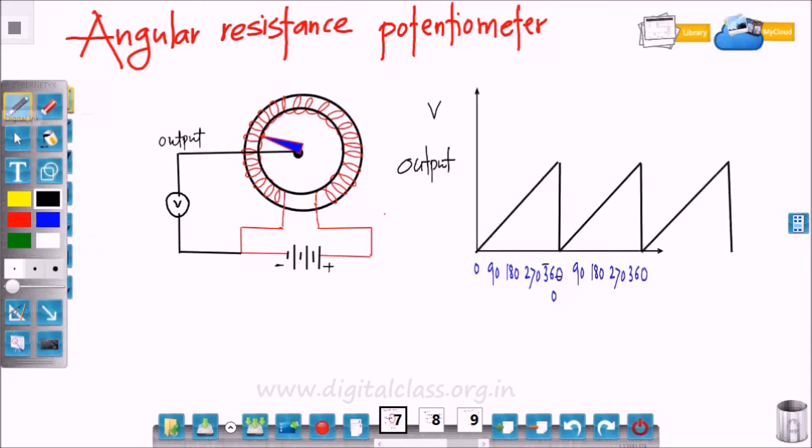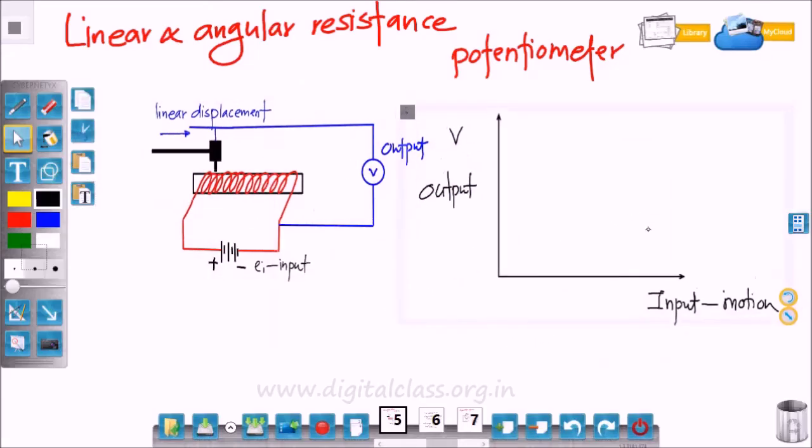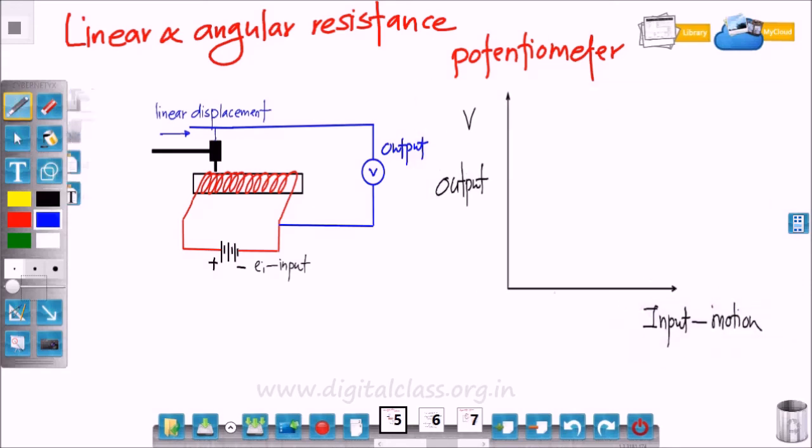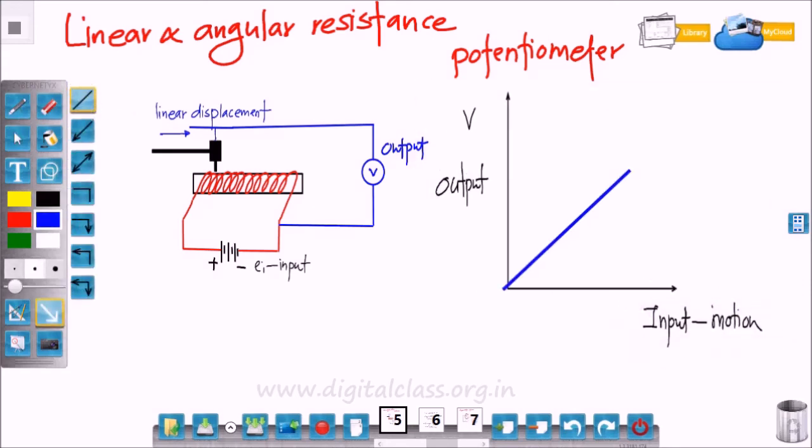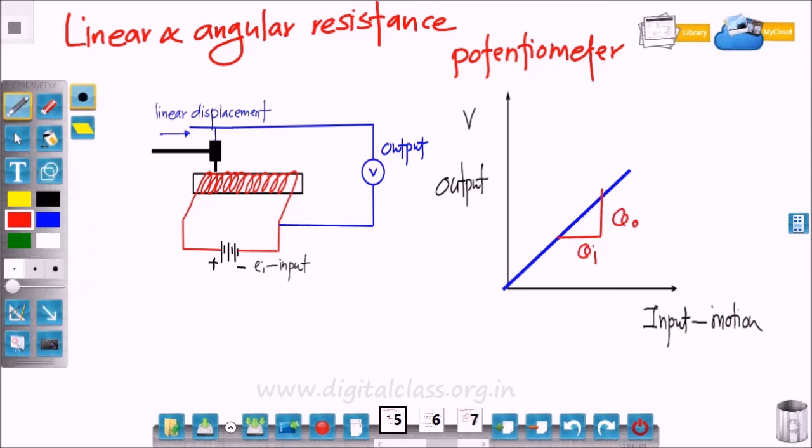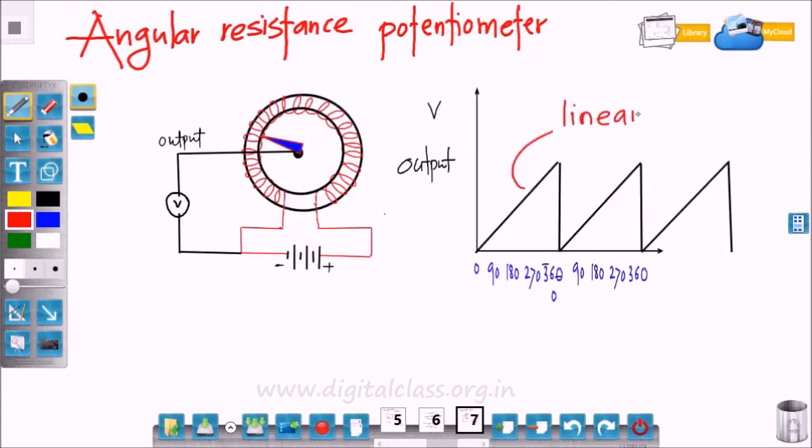At 360 degrees, the pointer suddenly reaches zero resistance. That's why there is a sudden drop in output voltage, and this happens after every rotation. Similarly, we can draw the output versus input plot for the linear resistance potentiometer. Here we know that as the pointer moves, there is a change in resistance and also a change in voltage, and this relationship is linear.